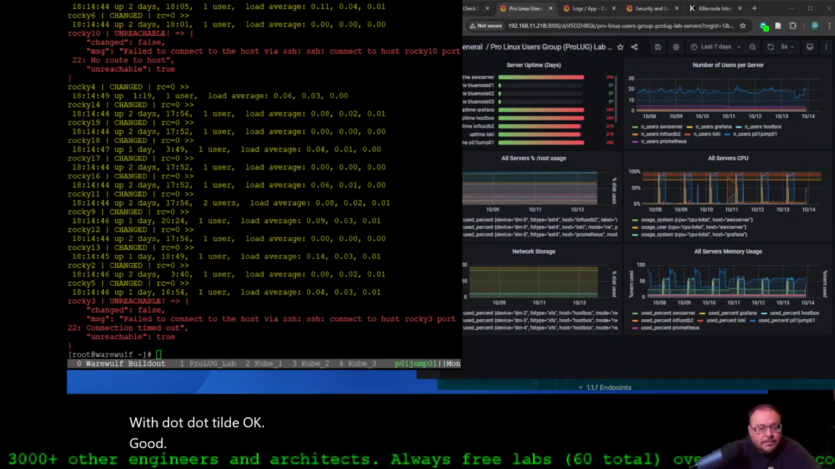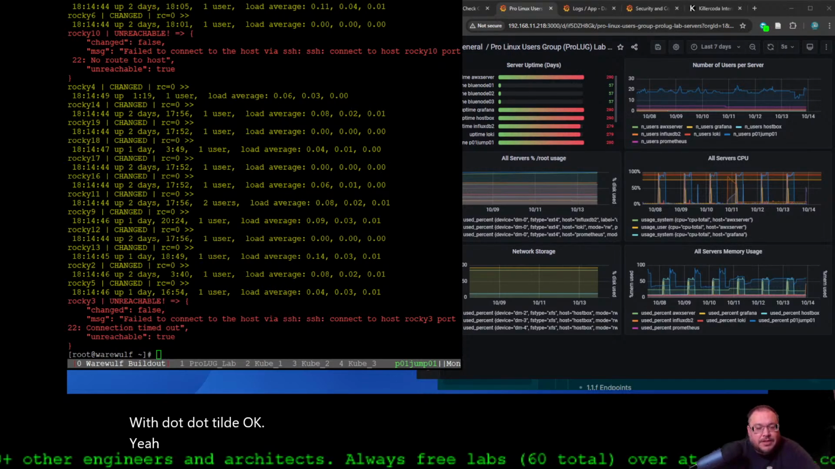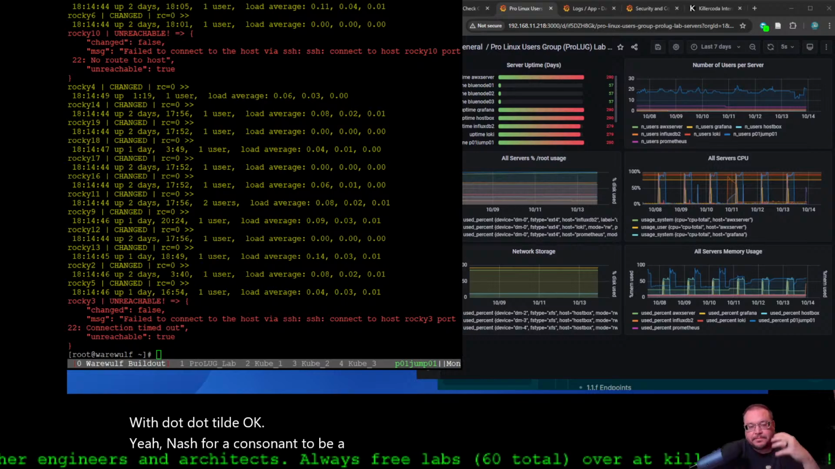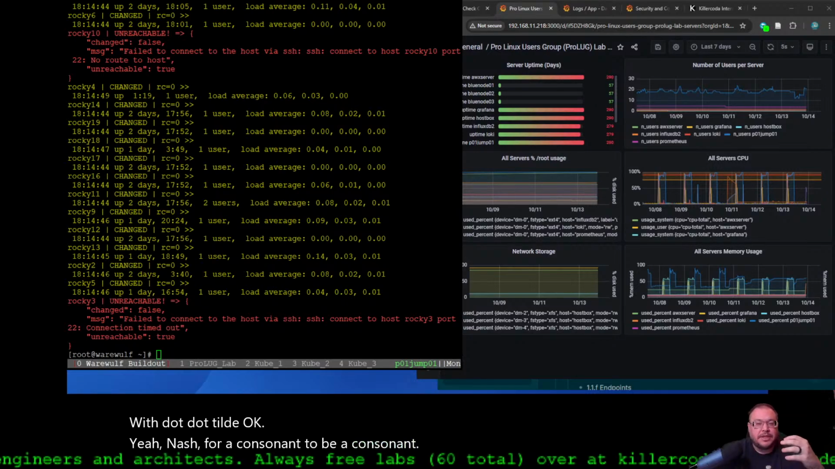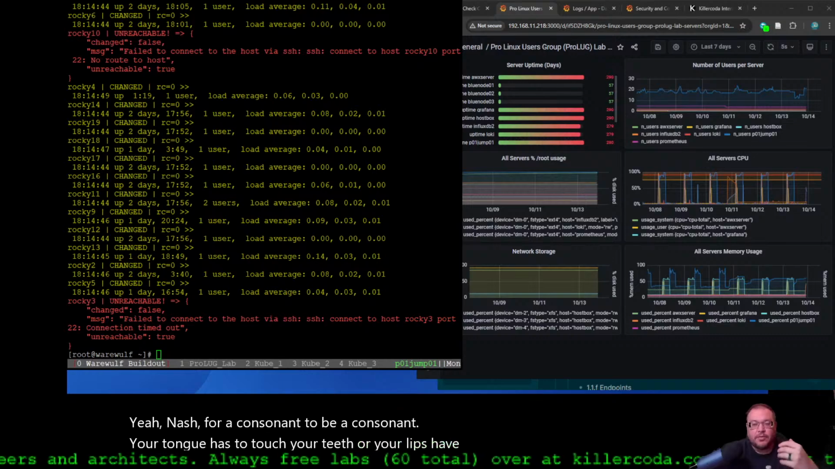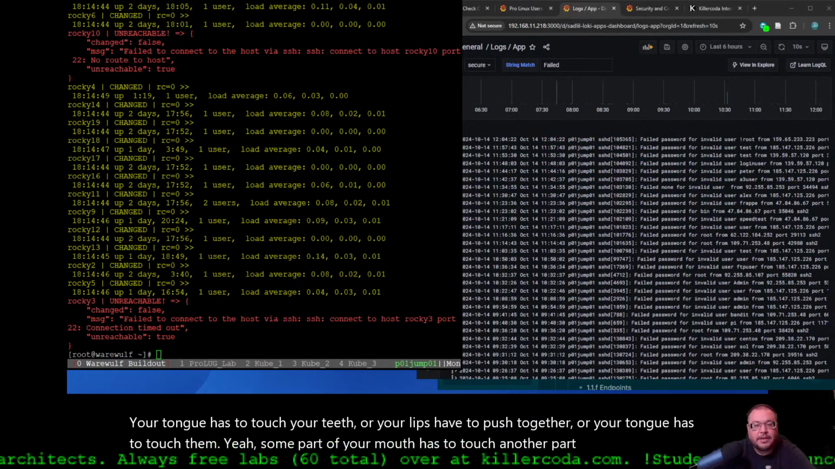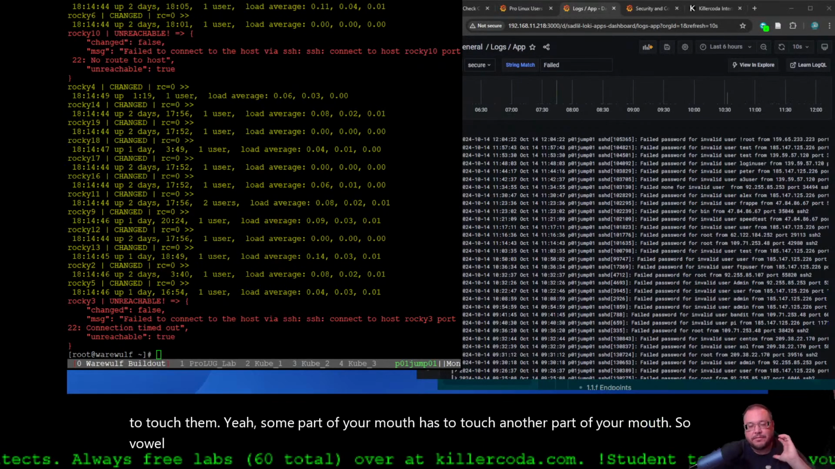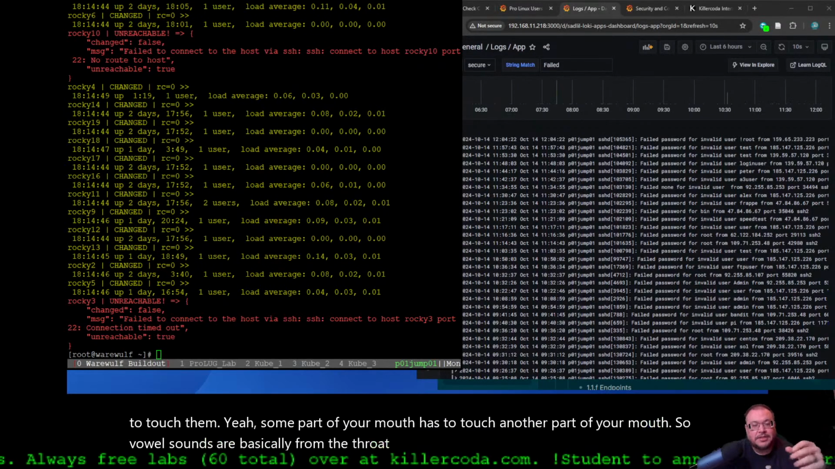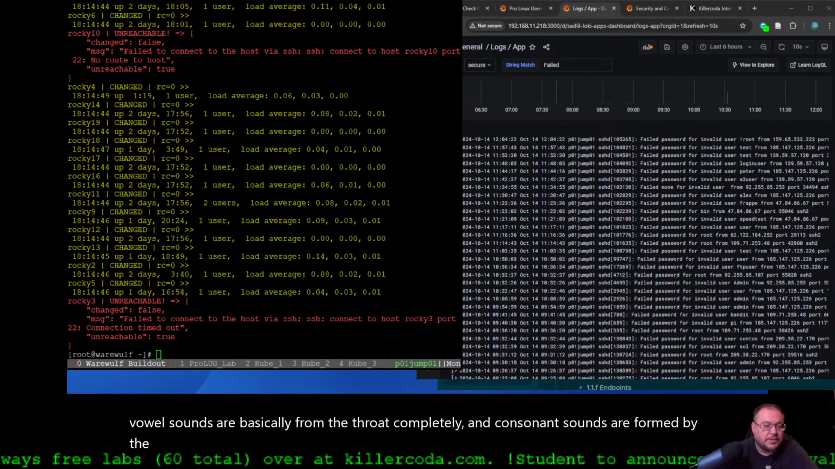Good. Yeah, Nash. For a consonant to be a consonant, your tongue has to touch your teeth, or your lips have to push together, or some part of your mouth has to touch another part of your mouth. So vowel sounds are basically from the throat completely, and consonant sounds are formed by the parts of your mouth. That's what it is.